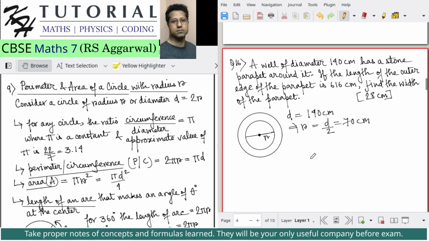Now find the width of the parapet. Now let's say the width of the parapet is small m.